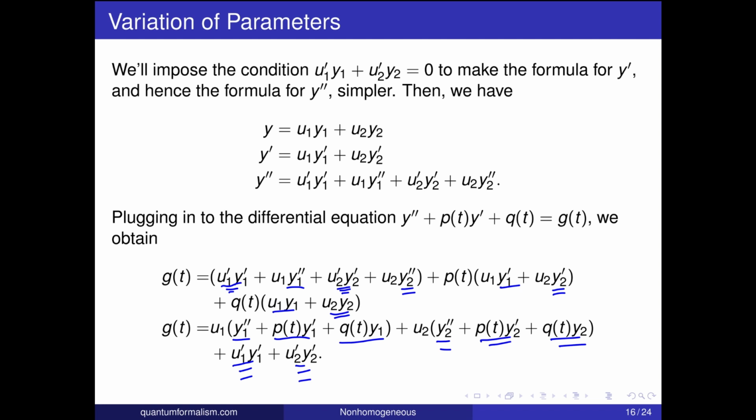And like I said, here's where all the cancellation is going to happen, right? The terms where we didn't take any derivatives of u1, that will just be y1 plugged into the left-hand side of the differential equation. And the terms where we didn't take any derivatives of u2, that will just be y2 plugged into the left-hand side of the differential equation. And those are both 0 because y1 and y2 are homogeneous solutions. Okay, so we've ended up with a pretty straightforward equation. It's just u1 prime y1 prime plus u2 prime y2 prime is equal to g of t.